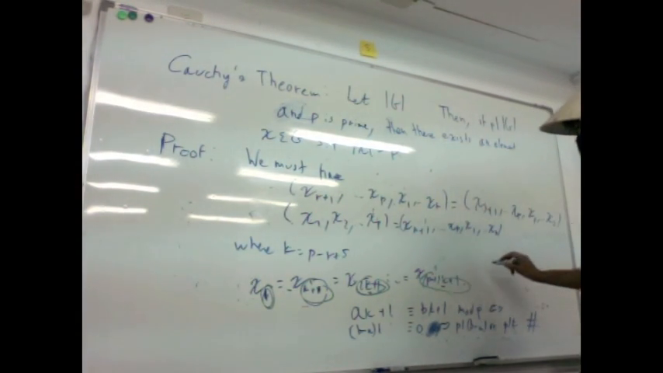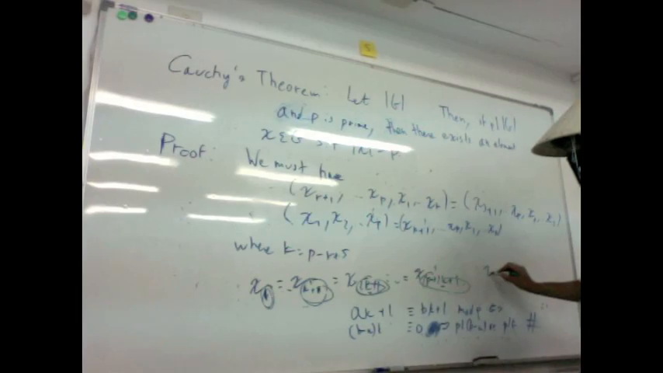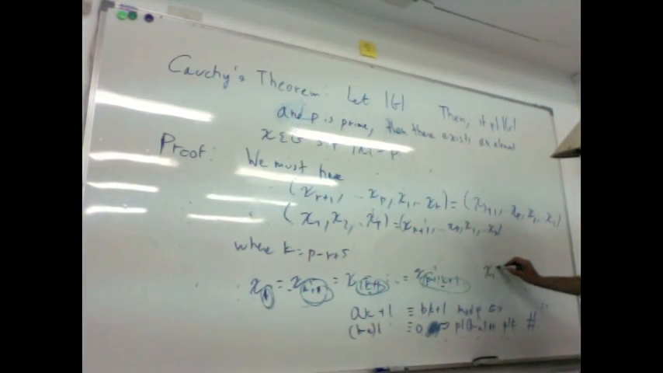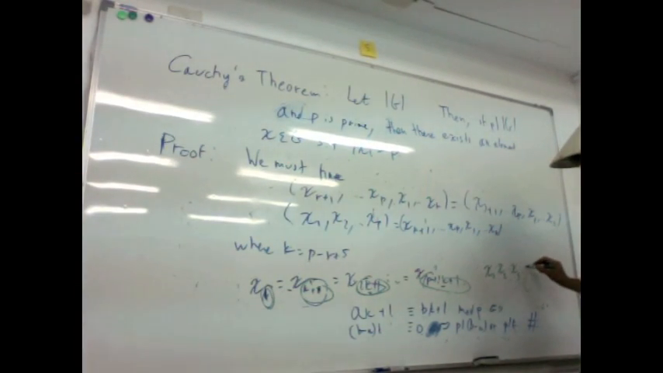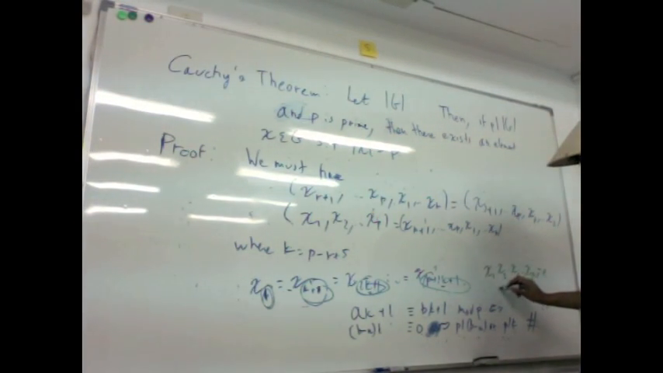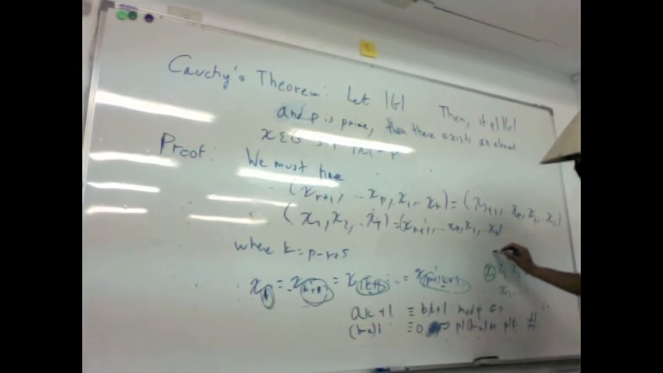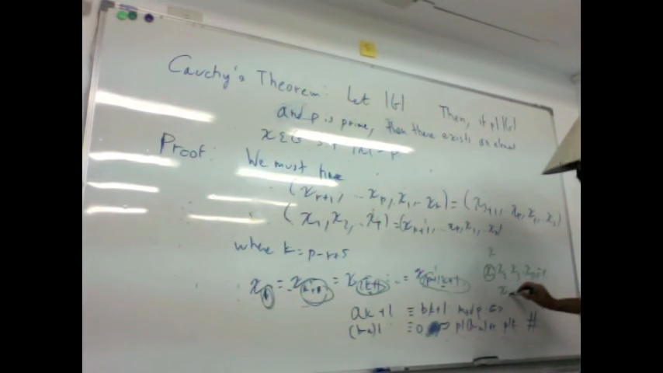Okay. And because we know x1 times x2 times x3 times up to x to the p is equal to e. And this is really just saying, because all of them are equal to some x, that x to the p is equal to e. Okay.